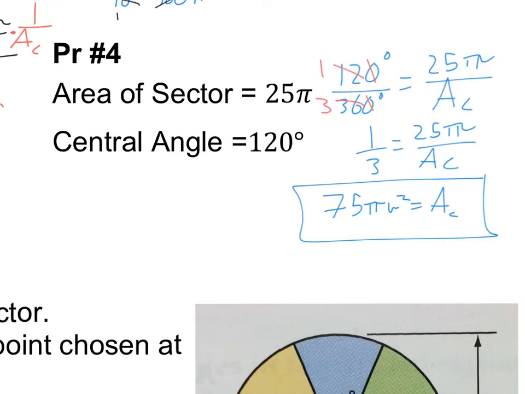All right, so I simply set up the equation 120 over 360 equals 25 over the area of the circle. I reduced, so I got 1/3 equals 25 over the area of the circle, cross multiplied. I got 75 pi, again it's units squared, equals the area of the circle.